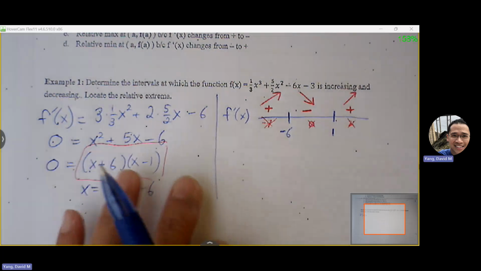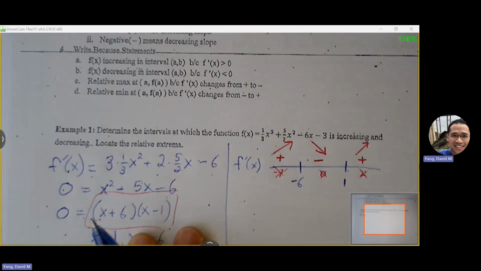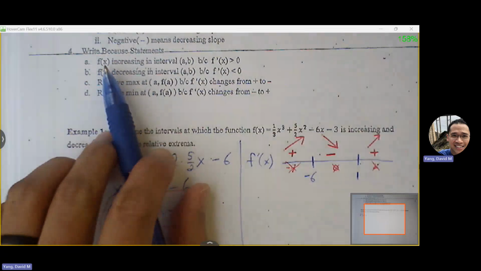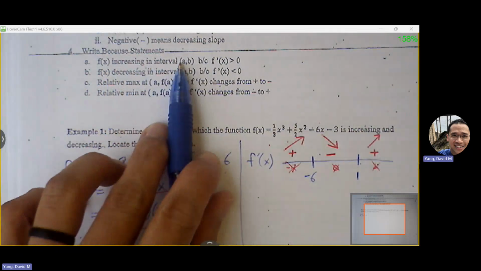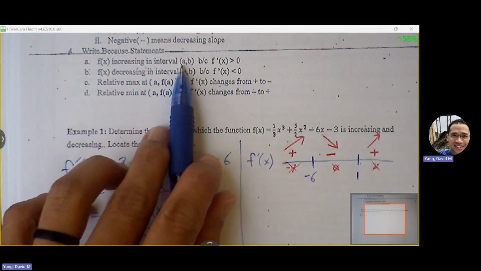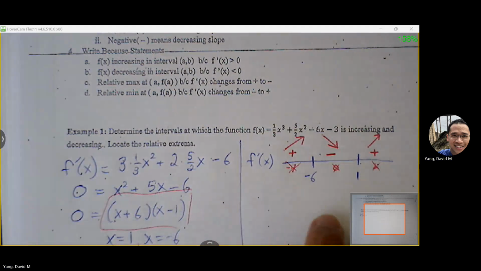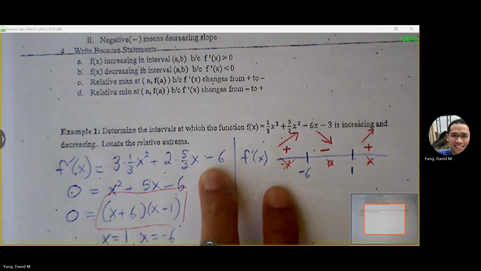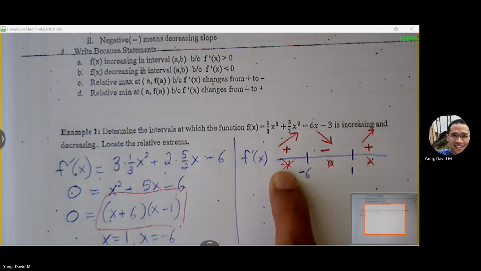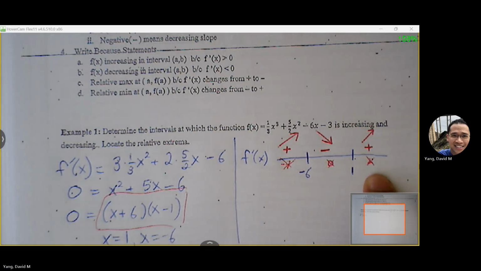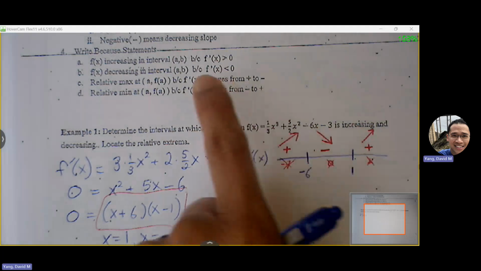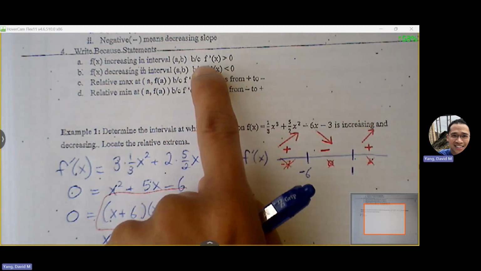So we're going to write out our intervals. This is the way that you're going to write out your interval here. You're going to say f of x is increasing on the interval. So where's our function increasing? From where to where? What's this interval? Get -6. We ignore that -7, right? And where else? 1 to infinity.